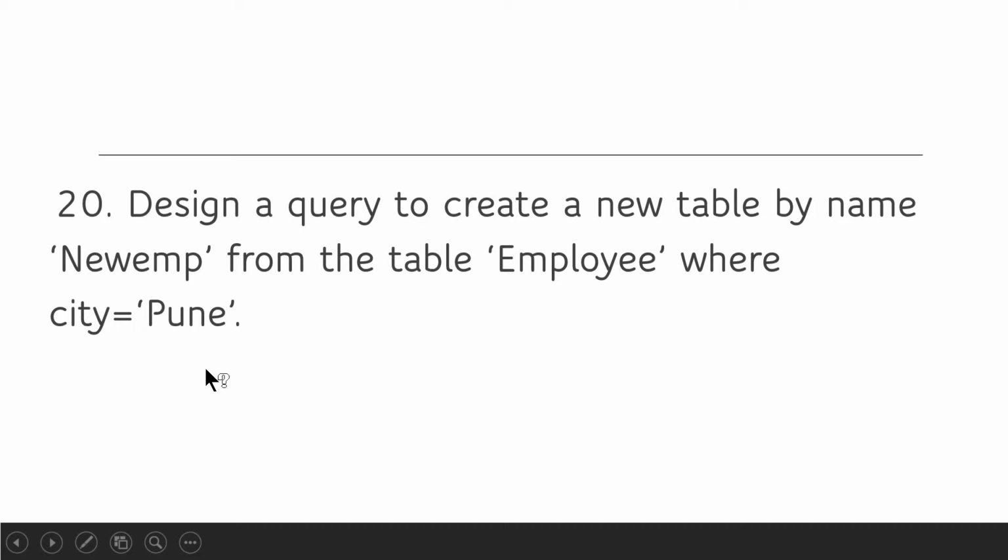This indicates that via the make table query, we are going to create a new table by name new EMP from the existing table employee. And what is the condition here? Condition is city is equal to Pune. This indicates that from the existing table employee, the employees who are from the city Pune will be taken to the new table, that will be new EMP.